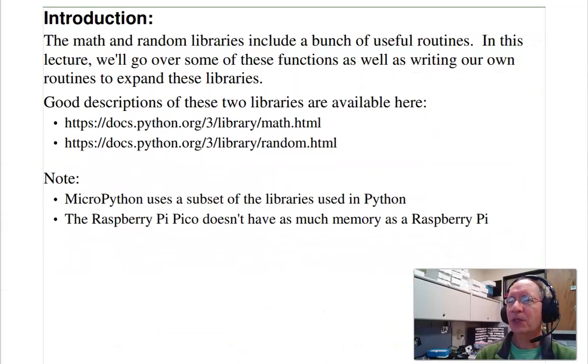Now, there are a bunch of different libraries in MicroPython. Here we're going to go over two of the libraries that are fairly commonly used, the math library and random library. If you want to get more detailed descriptions, here are two really good links. It's the Python 3 organization talking about the math library and the random library.